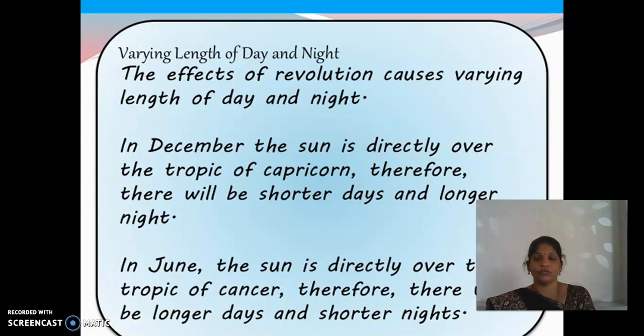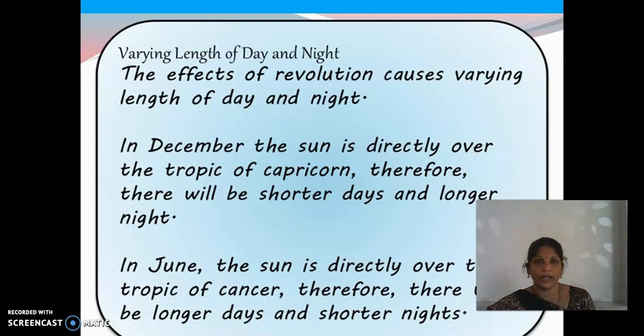And in June, the sun is directly over the Tropic of Cancer, that is ours. Therefore, we will have longer days and shorter nights. Okay, dears, do you understand the solstice and equinox? Solstice means the longest, the highest and lowest sunlight viewing on the earth. Okay, that is the solstice.